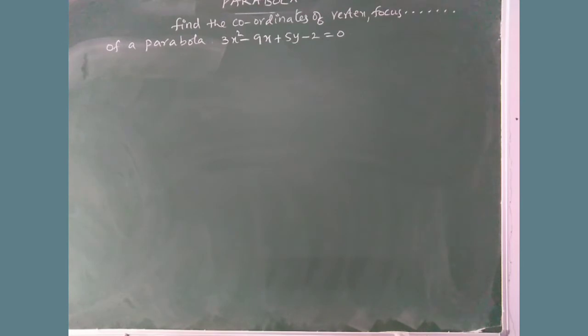So look at this question now. Find the coordinates of the vertex, focus, equation of directrix, and even equation of axis of the parabola 3x square minus 9x plus 5y minus 2 is equal to 0.